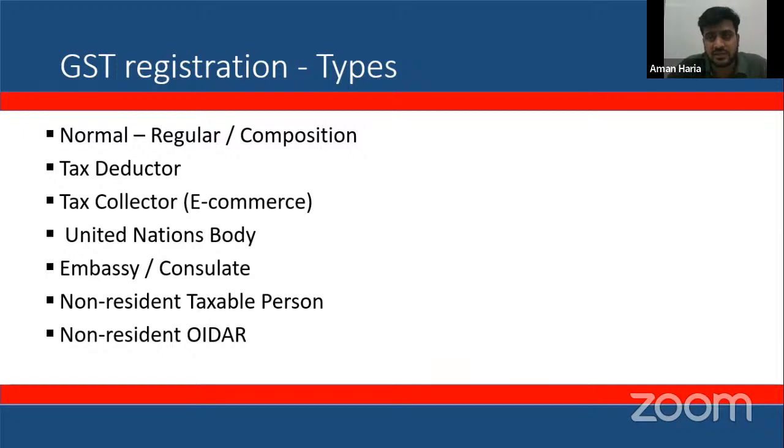Tax deductor, as we discussed, GST TDS deductors. Tax collector, the e-commerce operators, United Nations body, embassy or consulates in India, non-resident taxable person, non-resident OIDAR service providers. So these are the different types of registrations which can be obtained under GST.